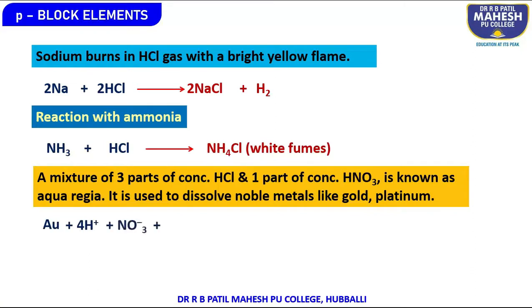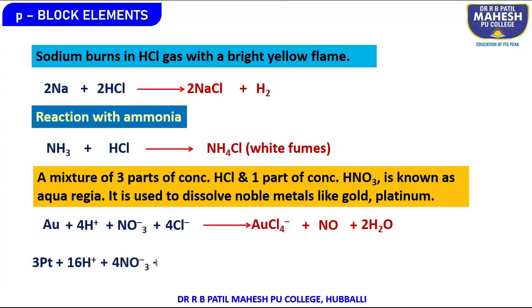So here you can see the reaction. Gold, that is Au, reacts with the H plus ion that is obtained from both hydrochloric acid and nitric acid, NO3 minus ion that is obtained from nitric acid, whereas Cl minus is obtained from hydrochloric acid, to form a complex of AuCl4 minus plus nitrogen monoxide and water as the product. Similarly, we can write the reaction for platinum also. In this case also we are going to get a complex, PtCl6 2 minus, NO and water as the products.